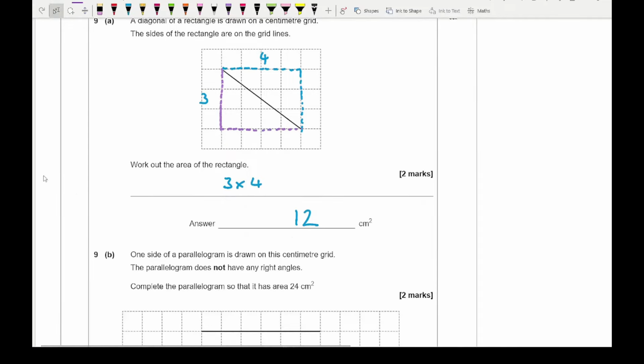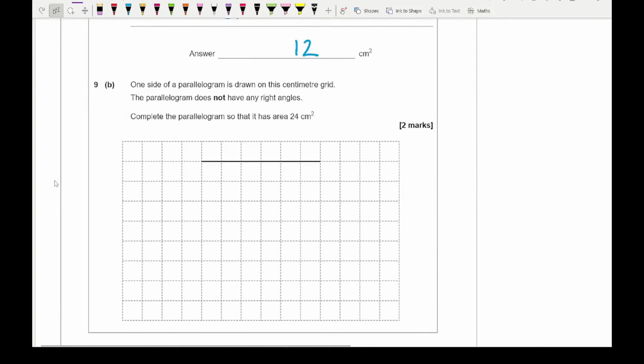It then says, let's move down, one side of the parallelogram is drawn on a centimeter grid. The parallelogram does not have any right angles. Complete the parallelogram so that it has an area of 24. Now, when working with the area of a parallelogram, you need to recognize that it's the base multiplied by the perpendicular height. So we know that the area is equal to base times the height.